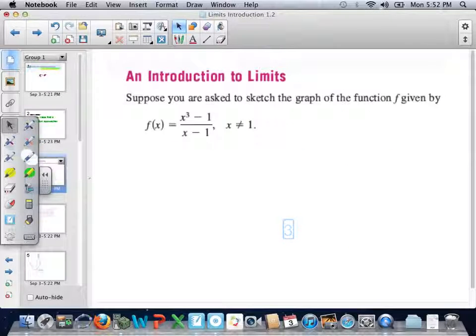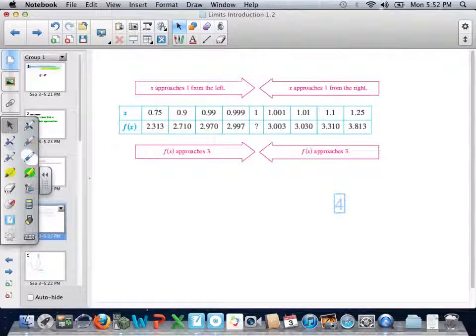First example. Suppose you are asked to sketch the graph of a function f given by f of x equals x cubed minus 1 over x minus 1, where x is not equal to 1. Well, first off, you cannot graph it at 1 because that makes the denominator 0 and we cannot divide by 0. So let's take a table of values and see kind of what it looks like. Do plug and chug for a couple values. We see that at 1 we have no value.